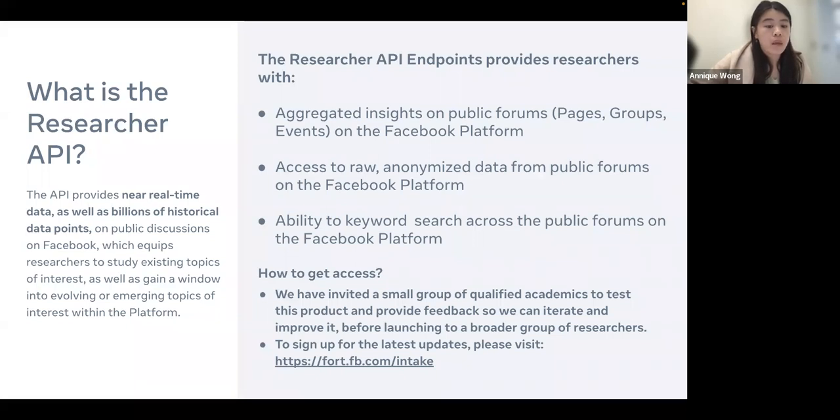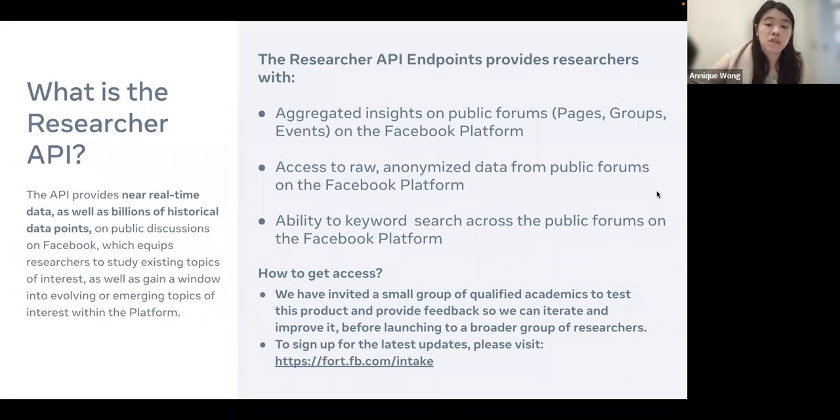One last thing is that currently, in order to use the API, you must have the ability to analyze data in Python, but our team is working to expand to include more programming languages such as R. And right now to get access, we've invited a small group of academics to test this product and provide feedback so we can iterate and improve on it before launching it to a broader group of researchers. The Researcher API is still in early stage development, but we've provided you this link that you can follow to get updates for when we do expand access.